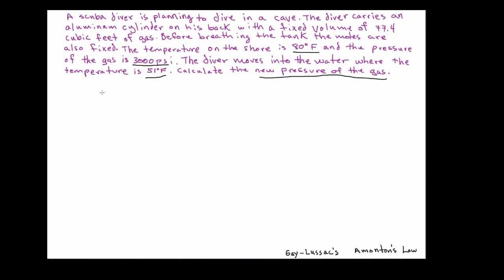We're going to look at how we set up a problem like this and what we do to calculate the pressure. The first thing I'm going to do, and I highly recommend this for any kind of gas law problem that you work, is draw pictures that represent the scenario. So I'm going to start by drawing a picture of a tank, and I'm going to put in our initial information here.